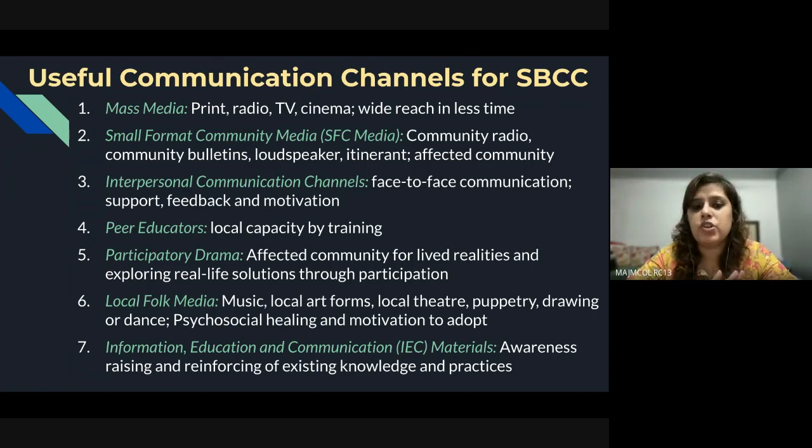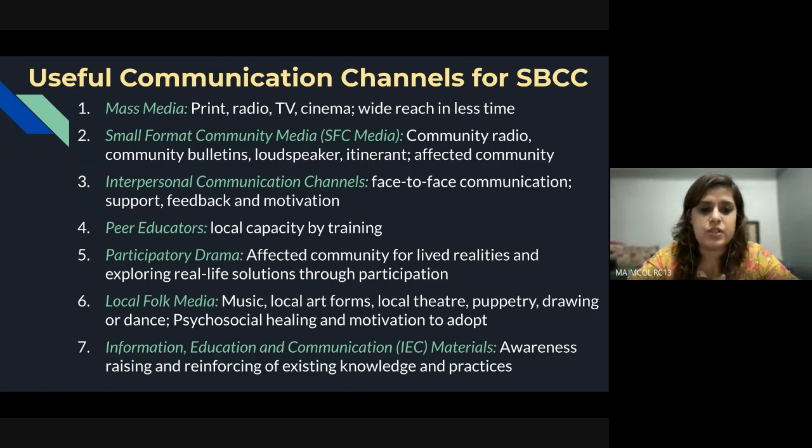The third useful communication channel is interpersonal communication, which is face to face communication. We need face to face communication when there is a loop system of support, feedback, and motivation. In the context of the example I gave, health information is usually passed on by opinion leaders in certain communities. If we disseminate information to those opinion leaders in a face to face manner, it will be more effective for them to communicate that same message to their target audience. So face to face communication makes sense when a support, feedback, and motivation strategy comes into the picture. So advocacy specifically.